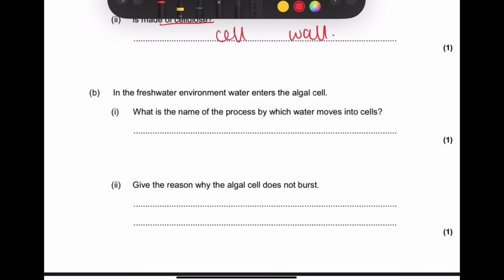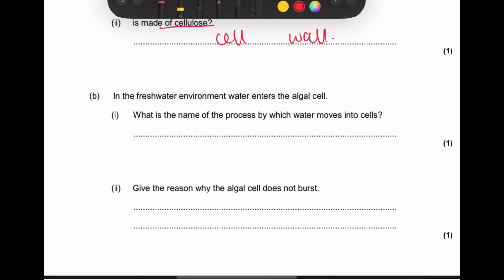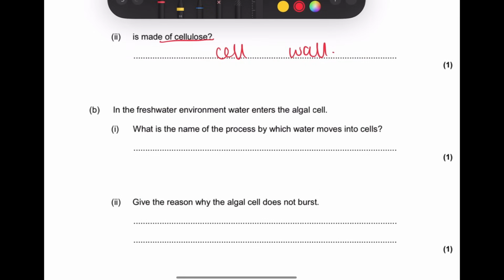B, in the fresh water environment, water enters the algal cell. What is the name of the process by which the water moves into the cell? As soon as we see water, we already know that it is osmosis, since that is the transport movement of water. In any type of way, it is always osmosis. This is for AQA Higher, though some things will be relevant to Trilogy.